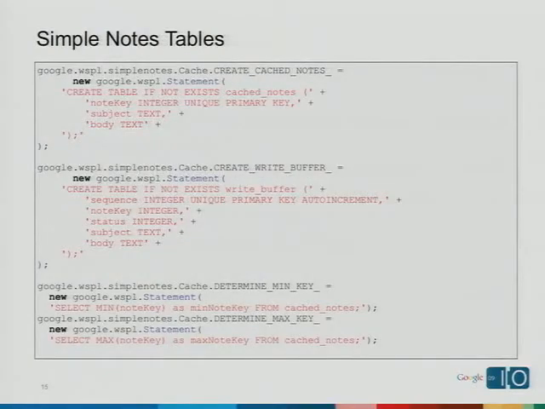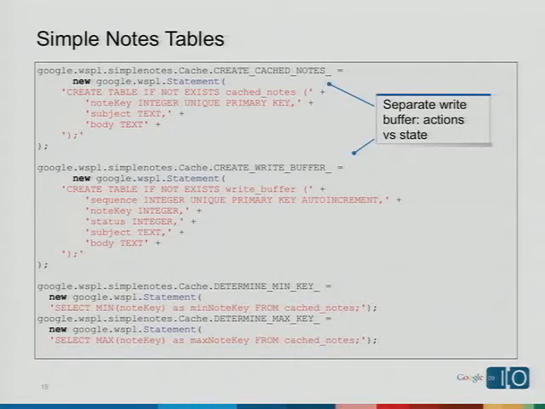So now some more details. First off, Simple Notes is implemented as 2 separate database tables. You'll see it's pretty standard SQL code there. Also, you'll notice that we use the WSPL statement object to wrap our SQL strings. This is just a convenience to simplify parameter substitution so that it works both on Gears and HTML5. We also have some select statements down at the bottom to go to the database and find out what are the endpoints of the range of notes that are in the cache. The creation statements are what build the database, and of course finding the endpoints of the cache happens at the setup of the application.